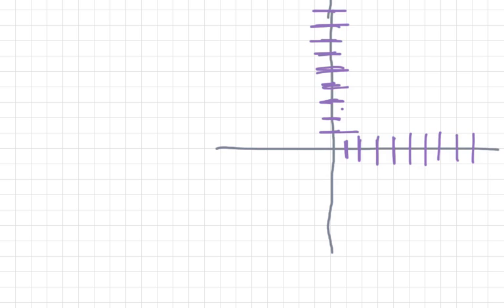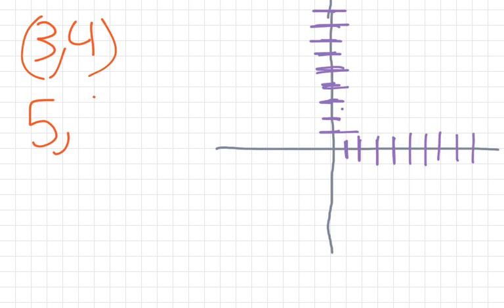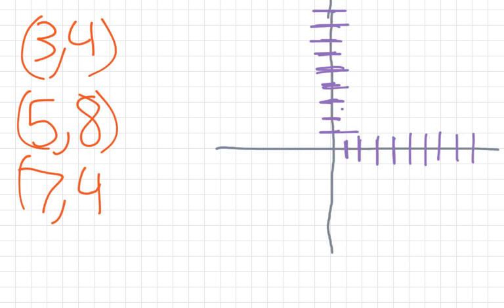So, the first point I want you to do is 3, 4. The second point is 5, 8. And the third point is 7, 4. Okay? Now, my purple lines indicate how tall and how far to the side I go. Now, I have 8 lines to the left and 8 lines to the top. You need to make sure that you have the same amount. Okie dokie. Go ahead and write these down on your graph.